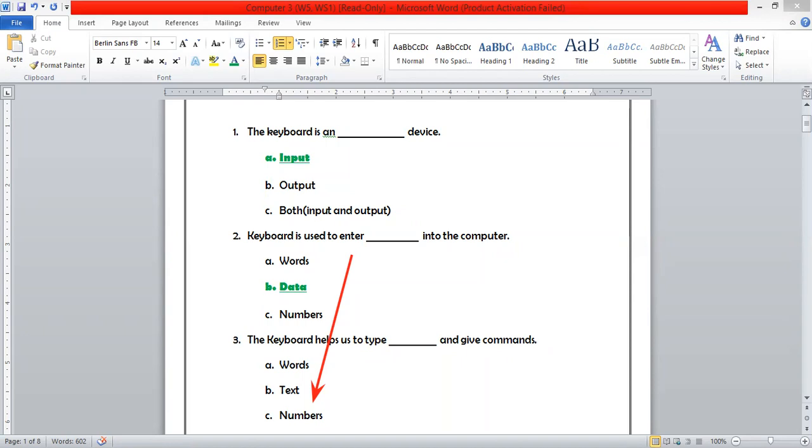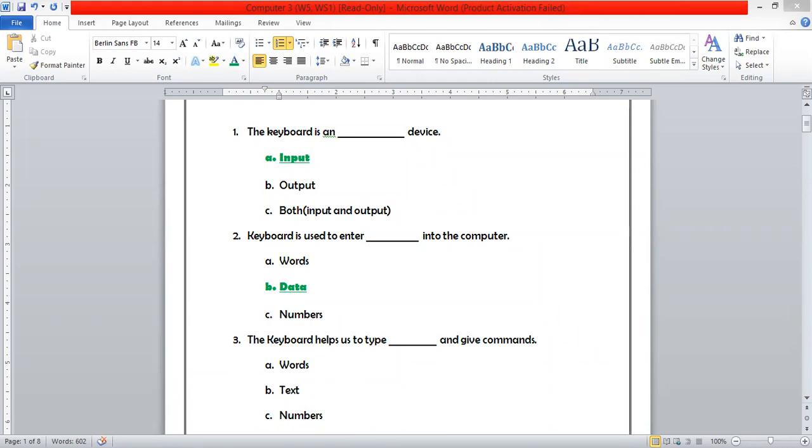Okay, so the same trick which we used in question number 2, you can apply that trick in question number 3 also. See, words and numbers are included in which thing? If you guess it, you can tell me the answer.